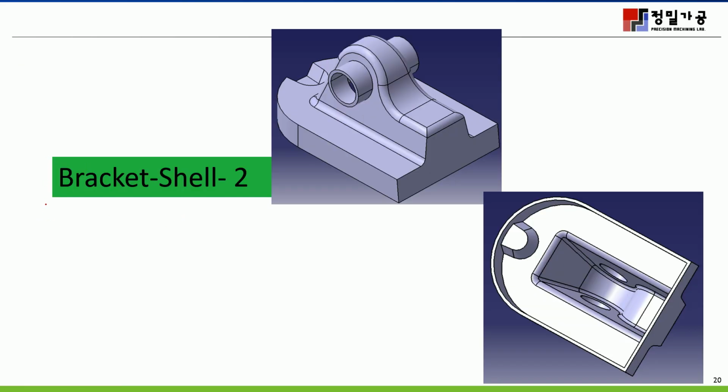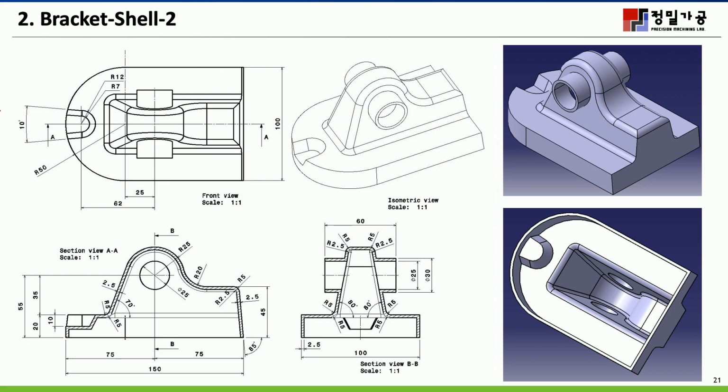And we will go to bracket shell 2. This one is also easy for you. It has a shape like this. It has a hole and all the shell. I will repeat again the dimension of the bracket shell. Isometric view, front view, and section view AA, section view BB. Okay, this one is practice for bracket shell for beginners.